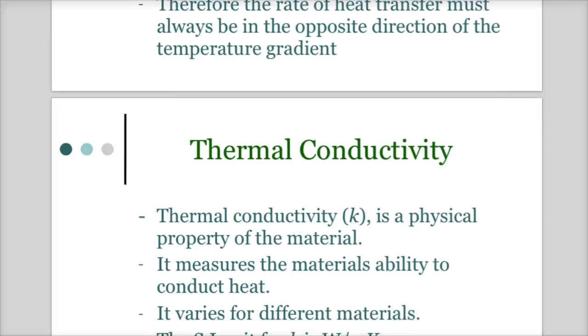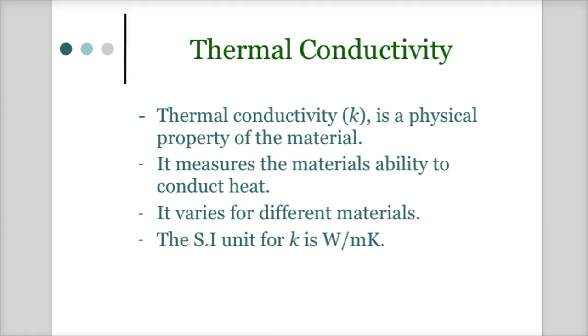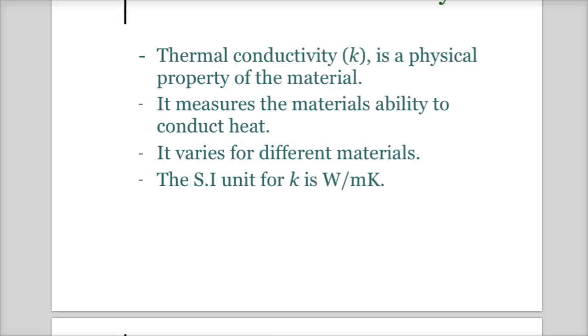Next, we look at the K value, which is the thermal conductivity. Thermal conductivity K is a physical property of the material, so it depends on the material. It measures the material's ability to conduct heat. The bigger the K, the better its ability to conduct heat, so heat transfer through that material is better. It varies between different materials. The SI unit is watt per meter Kelvin.